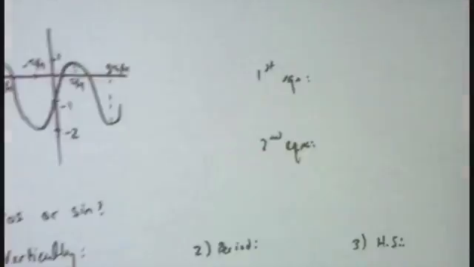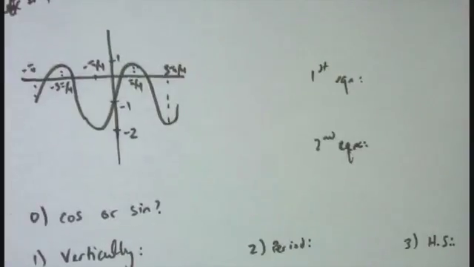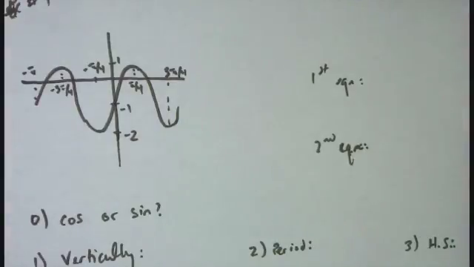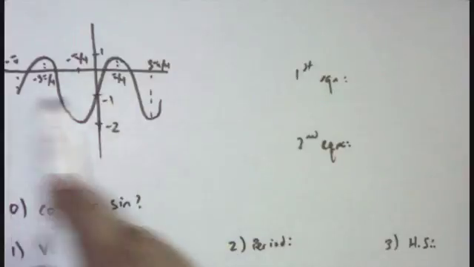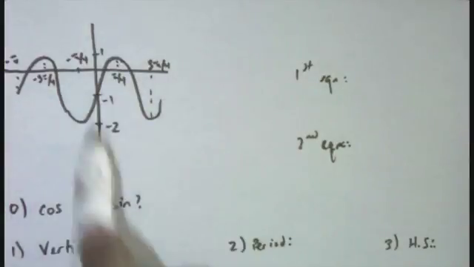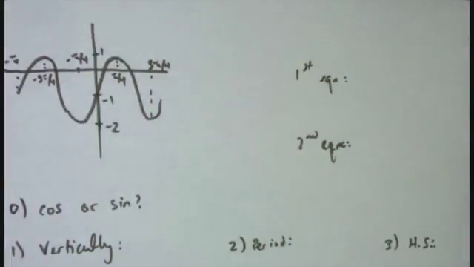Here's example 4. Please pause the video to try this on your own. Resume once you think you have the answer. Okay, it looks like this graph is supposed to be a sine function. It looks like this midline is supposed to be at y equals negative 1. But again, I'm not really that sure of it.